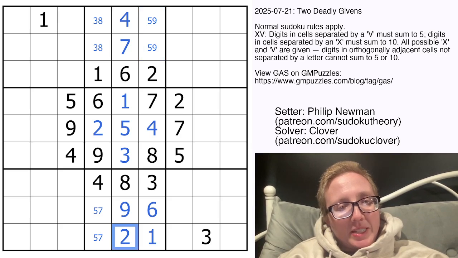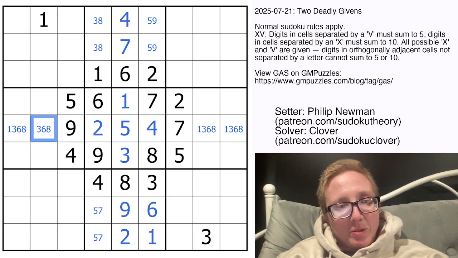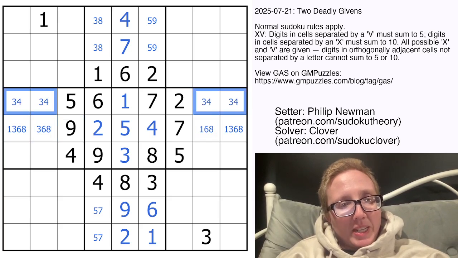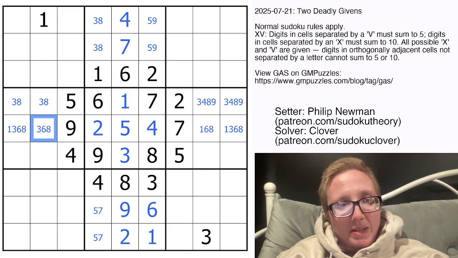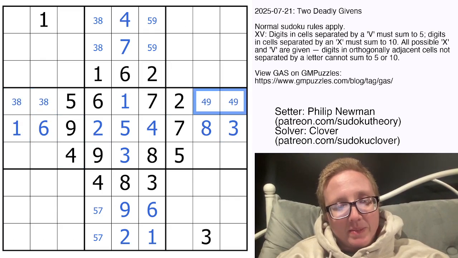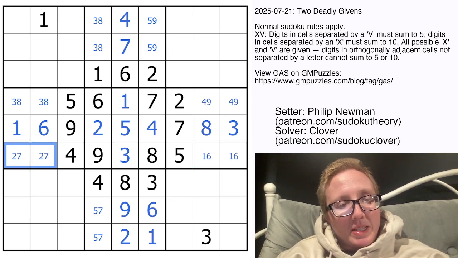Now, if we look at the central rows, these are going to be 1, 3, 6, and 8. That can't be a 1 because it touches a 9. That can't be a 3 because it touches a 7. These cells are going to contain 3, 4, 8, and 9, and because there's a 4 and 9 in this region, that becomes a 3, 8 pair, making that a 6 and making that a 1. That's now an 8 and a 3. And these two digits are now going to be 1 and 6 to finish off the region, and these are going to be 2 and 7.